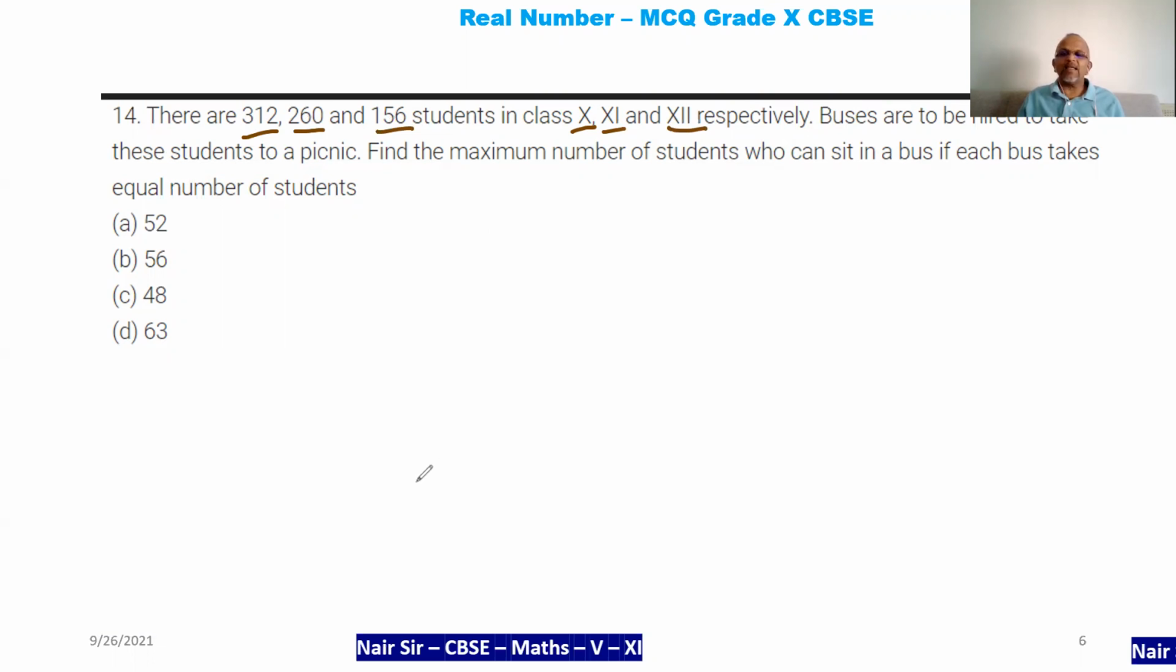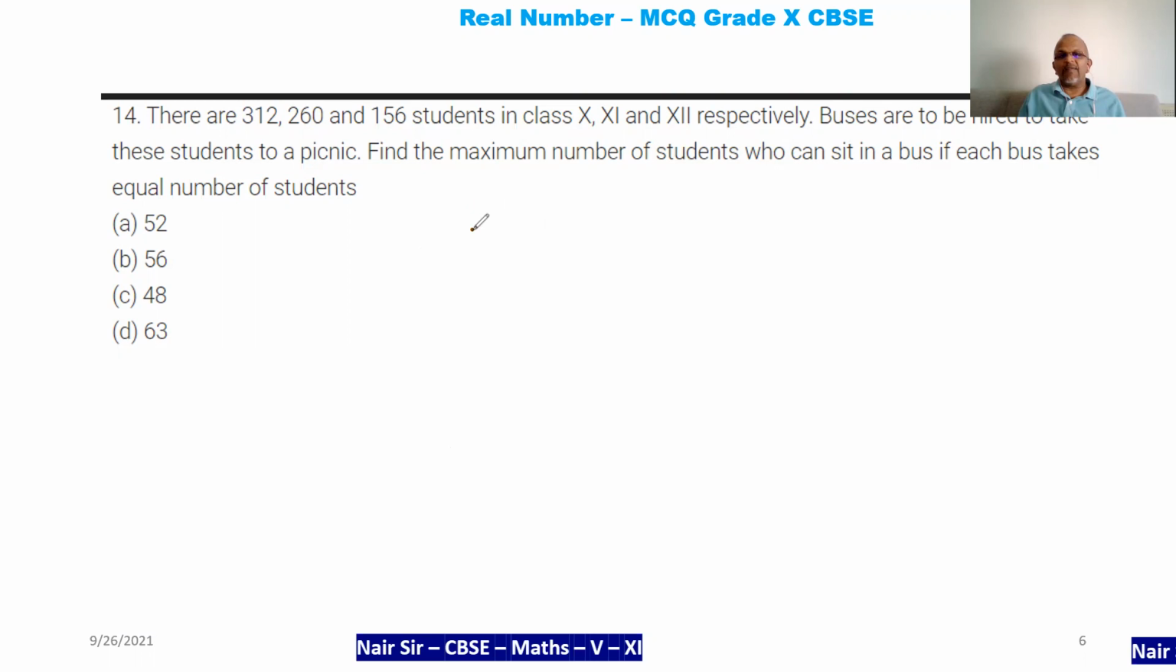What are they asking? They're planning to hire a bus, and when hiring a bus, they need to know what is the maximum that they can fit into one. Now, the number of students sitting in a bus will be less than all the above numbers. That means I will find the highest common factor. I'm not going to explain how to find the highest common factor. In the previous slide, I have already done that. Relook at that if you're not very clear.